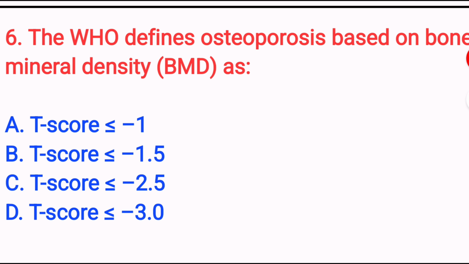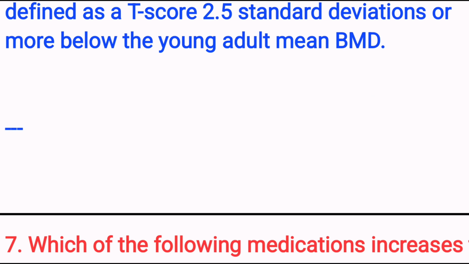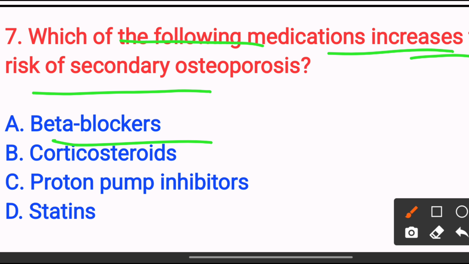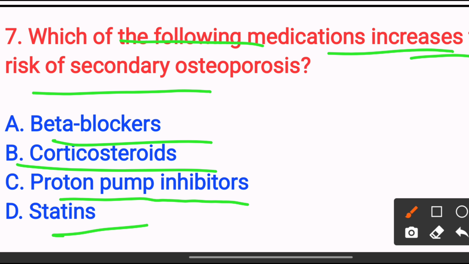Next, which of the following medications increases the risk of secondary osteoporosis? Option A, beta blockers; option B, corticosteroids; option C, proton pump inhibitors; option D, statins. The answer is option B, corticosteroids. Long-term corticosteroid therapy suppresses bone formation and increases bone resorption, leading to secondary osteoporosis. So the answer is option B.